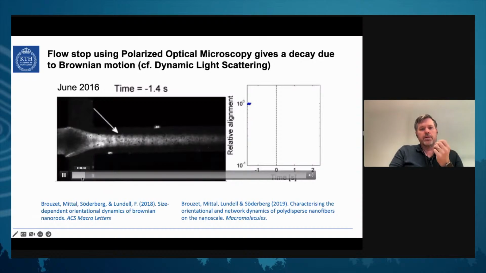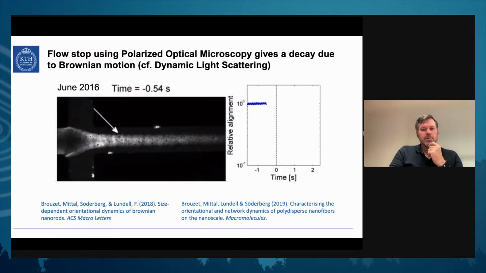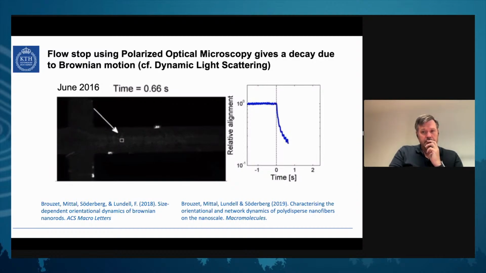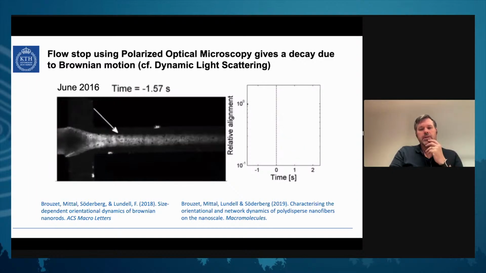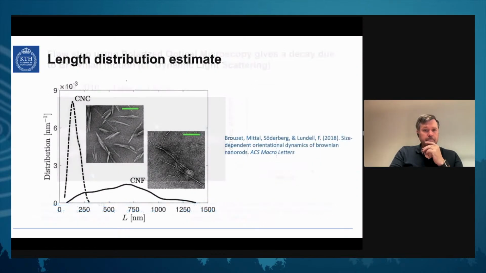So we can see the flowing in the flow stop. We see that it's bright because now we have a light. And in this small box in the center, we can see the intensity to the right in the graph. And we'll see what happens when you stop the flow. And that is the Brownian-driven decay, but it's much slower than this millisecond. And that is related then to that we have an entangled system.